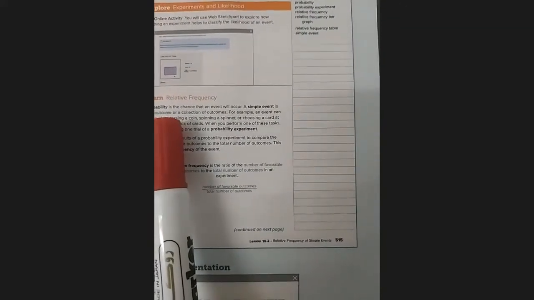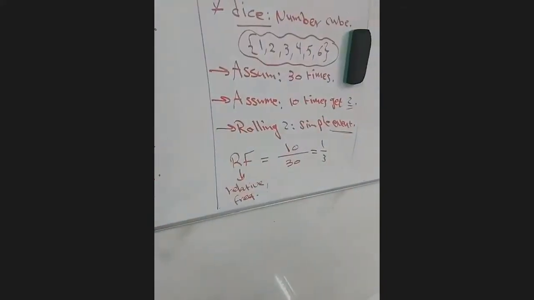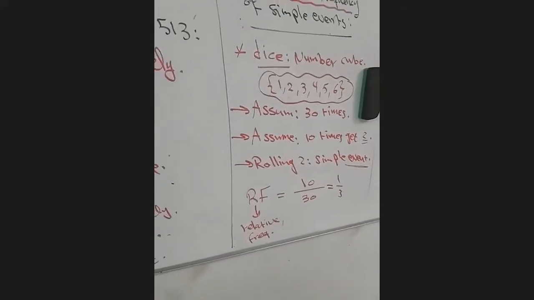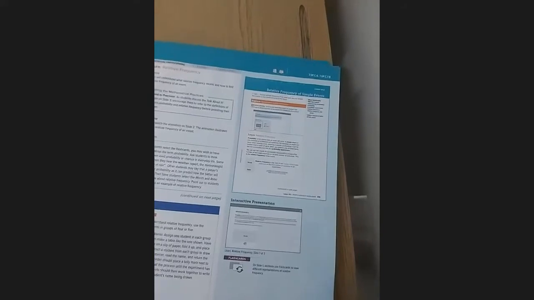Good. For example, an event can occur when tossing a coin, spinning a spinner. When we toss a coin, guys, the coin is either head or tail. But you toss a coin and you have head. What do we call the head? Simple event. The spinner, which we did in the previous lesson, if the spinner lands on dog, what do we call this? Simple event. It is an outcome from the experiment. Outcome. Result. Okay? Continue. Or choosing a card at random from a stack of cards.